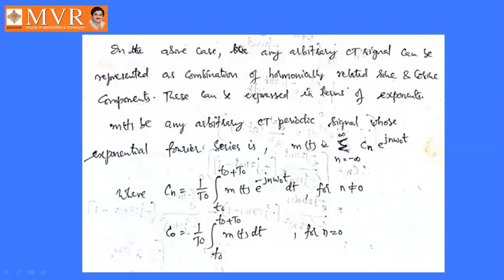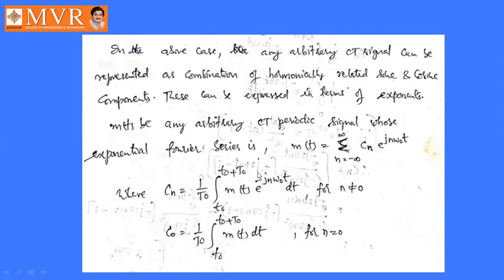m of t is equal to sigma n equals minus infinity to infinity of Cn e power plus j n omega naught t, where Cn equals 1 by T naught into the integral from t naught to t naught plus T naught of m of t into e power minus j n omega naught t dt, for n not equal to 0. And C naught, if you put 0 instead of n, e power 0 is 1, so C naught equals 1 by T naught into the integral of m of t into 1 into dt, for n equal to 0.